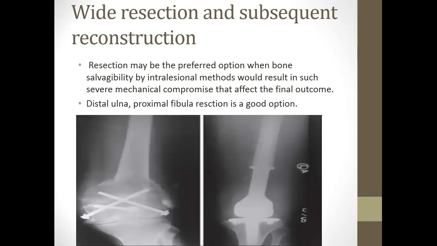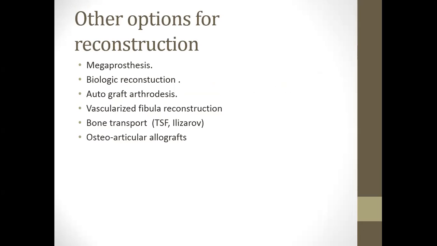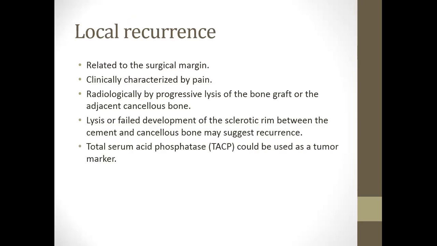Sometimes it's hard to salvage your joint, so the end will be endoprosthesis, or sometimes a resection without a reconstruction, like in distal ulna or proximal fibula. Other options, as we said, are megaprosthesis, biological reconstruction, autograft arthrodesis, vascularized fibula, TSF and Ilizarov, and osteoarticular allograft.